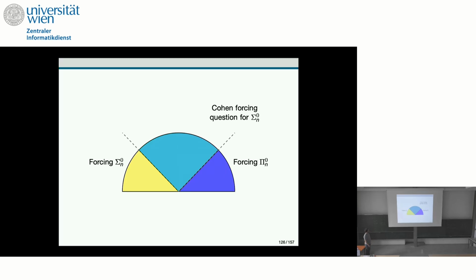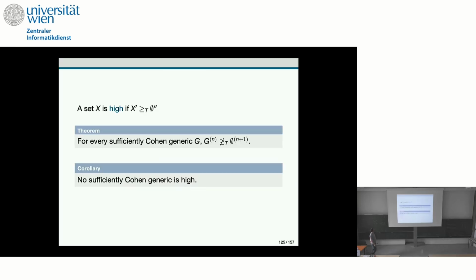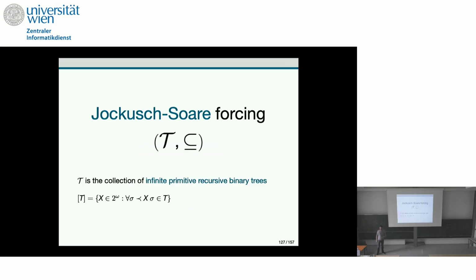Okay. And so, for example, as a consequence, we can show that no sufficiently co-generic is high, in the sense that its jump does not compute zero double prime, because zero double prime was not already delta 2. So here, what we really exploited is that this natural definition has the appropriate complexity, because the partial order of co-enforcing and the extension, so the full partial order, including the domain, are computable. And so if you have a notion of forcing with a computable partial order, this will have the appropriate definition, and you will have all the good properties like co-enforcing.